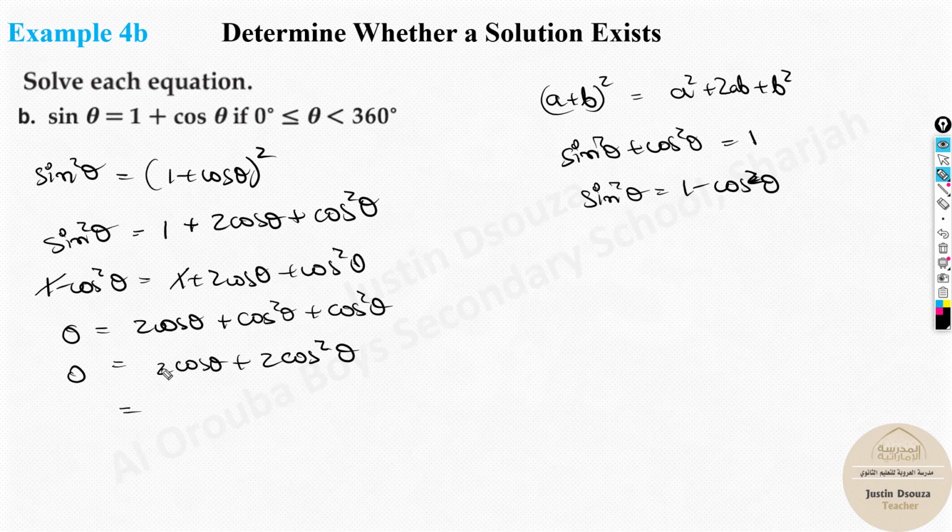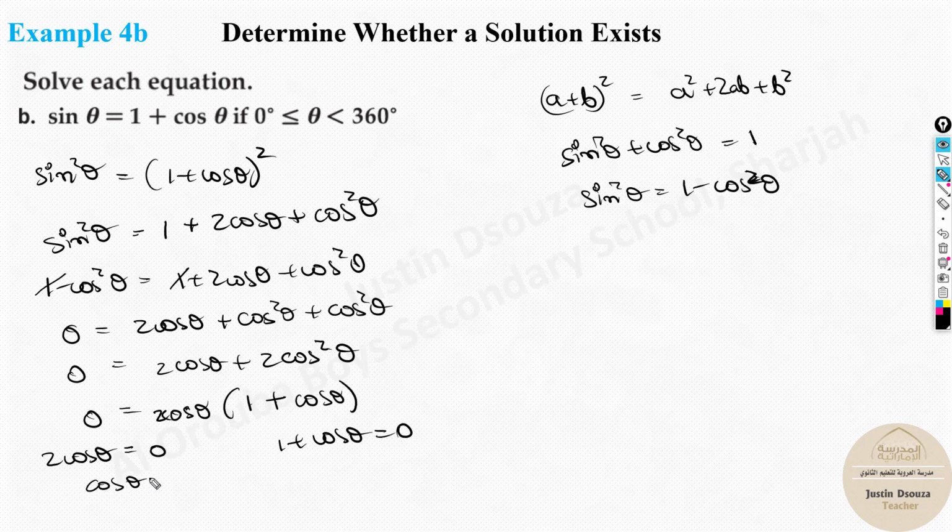You can do an easier method, that is, take 2 cos theta common from both the terms. You're remaining with 1 plus cos theta, because the 2 cos theta has gone out. This is equal to 0. So both factors can be equated to 0. It will be 2 cos theta equals 0 or 1 plus cos theta equals 0. Now here cos theta will be equal to 0 when you divide both sides by 2, and over here you will have cos theta equals minus 1.